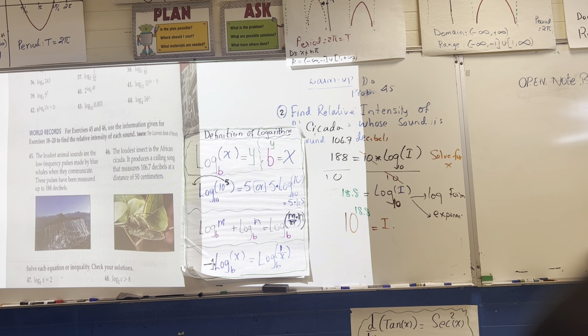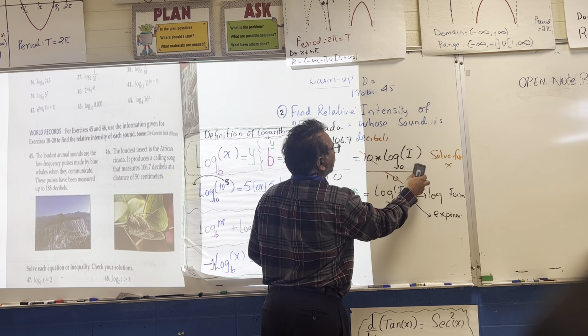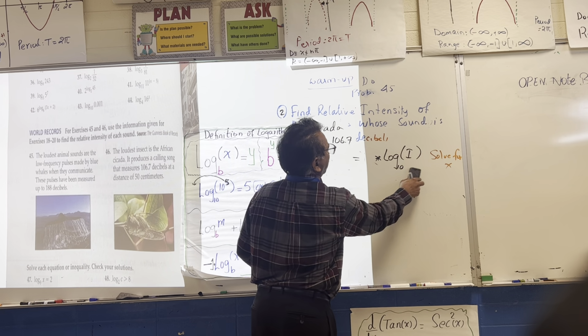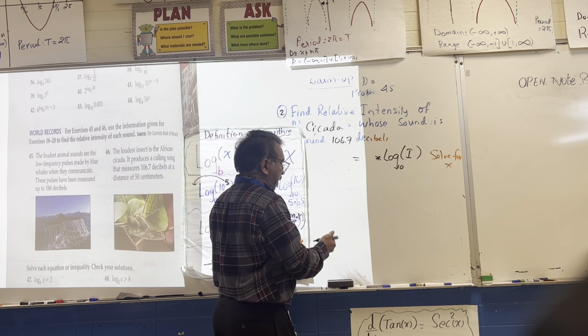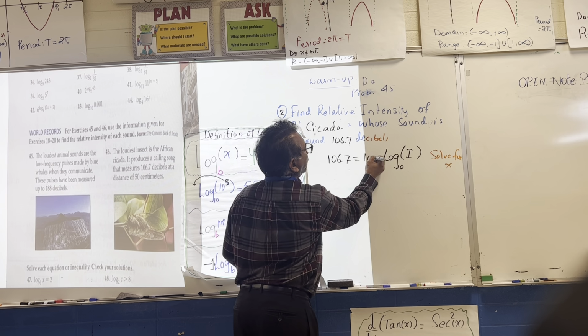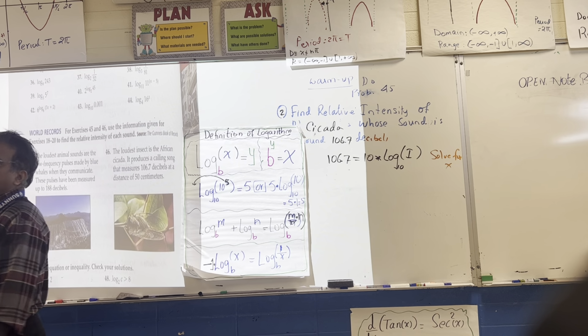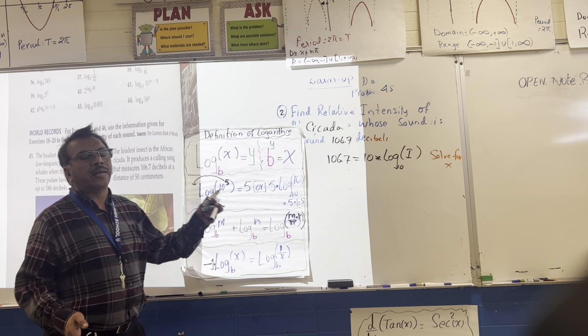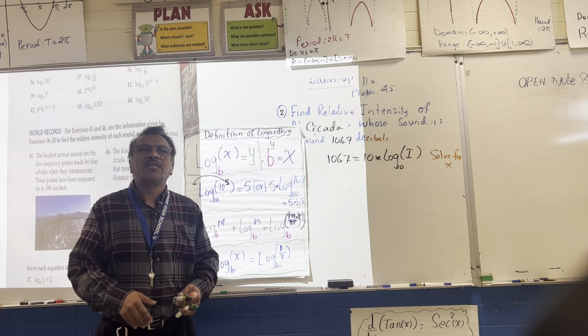It is beautiful to know why maths is used in real life, just to understand all these sounds. In this example everything is the same. The only change is that this time you write 106.7 equals 10 times the logarithm. You do the same thing: divide by 10, change it to the exponential form, then use the calculator, and you get the answer.